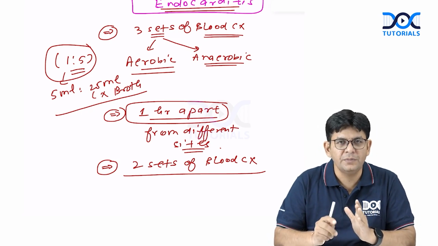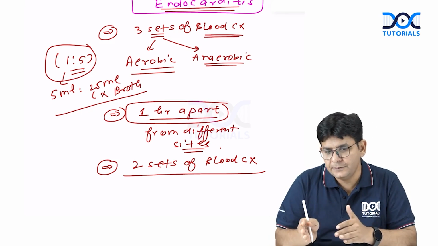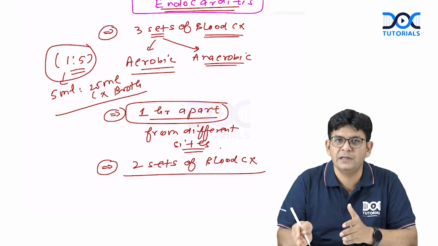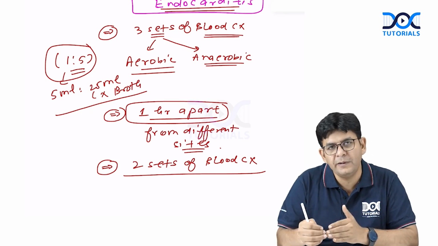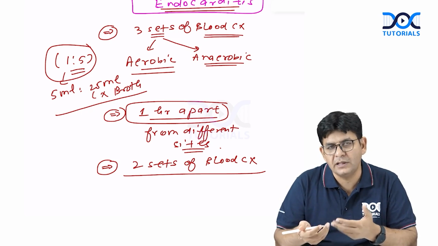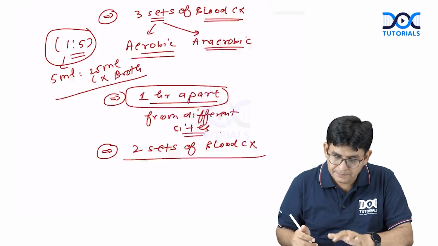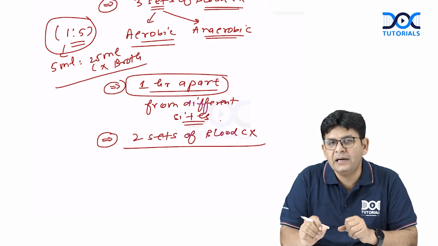So guys, you must be remembering now that the criteria is modified Duke's, major and minor, along with 3 sets of blood culture. And what is the ratio? 1:5. If it is 5 ml, then 25 ml of culture broth, preferably BHI, or it can be something else like glucose broth. Is it fine, guys? This is the way you have to answer regarding endocarditis.